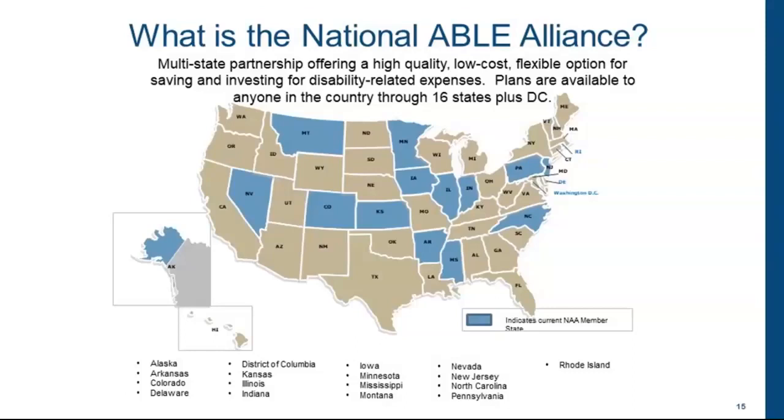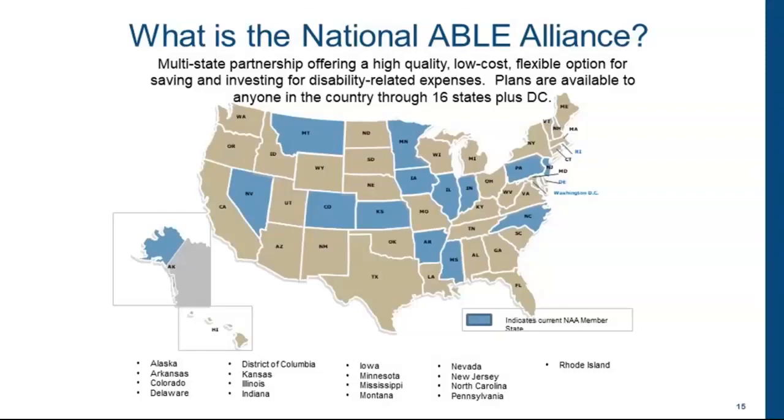And I'm going to take the time to read the states that now, a few years later, are part of this 16-state plus DC alliance. Alaska, Arkansas, Colorado, Delaware, the District of Columbia, Kansas, Illinois, Indiana, Iowa, Minnesota, Mississippi, Montana, Nevada, New Jersey, North Carolina, Pennsylvania, and Rhode Island are all now part of the National ABLE Alliance.